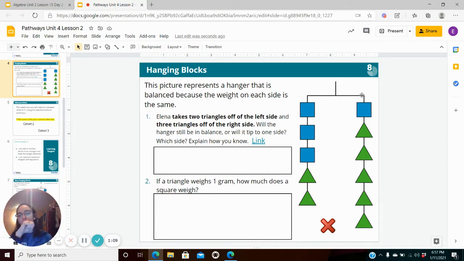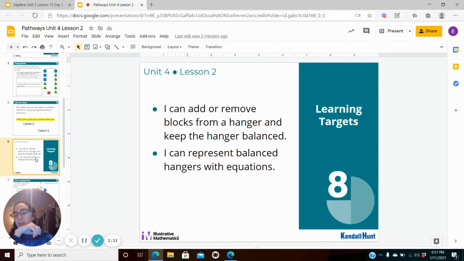maintaining of equity. So let's take a look at our learning targets and move into the afternoon work for today. The afternoon work for today is I can add or remove blocks from a hanger and keep the hanger balanced. So we're going to be looking at different moves that we can do to make sure that those hangers maintain balance and stay equal to one another. Next is I can represent balanced hangers with equations. So then we're going to be taking hanger diagrams and we're going to be writing equations for those guys. It's going to be pretty cool.